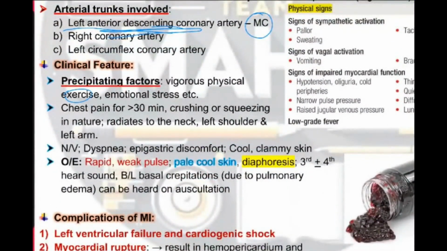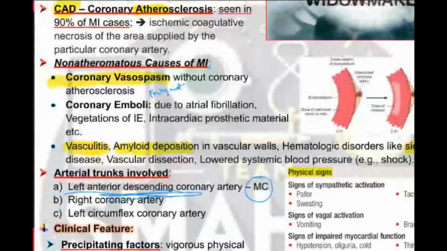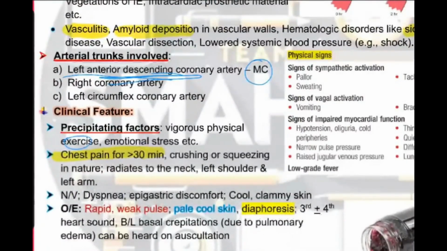Vigorous exercise, exertion, stress. The classical pain of MI is chest pain lasting more than 30 minutes, because we need more than 30 minutes for the thrombus to form. In stable angina the pain lasts only 1 to 5 minutes, and in unstable angina more than 20 minutes. Here, in MI, it is more than 30 minutes.